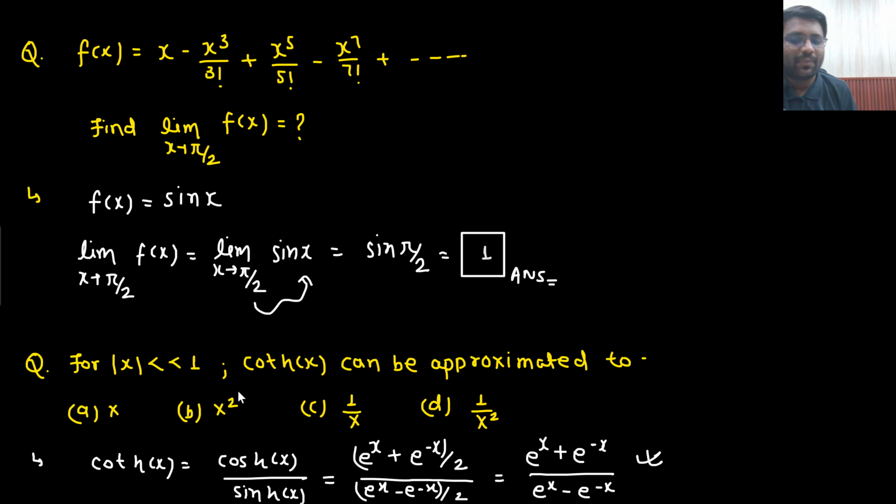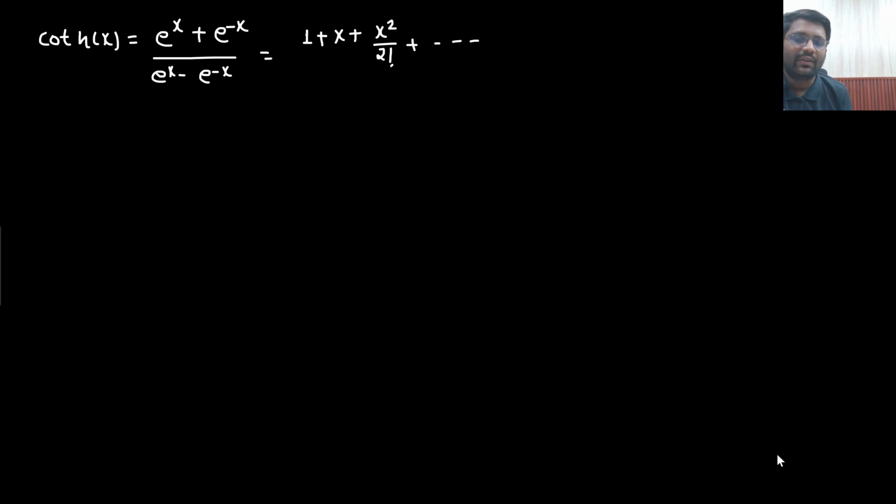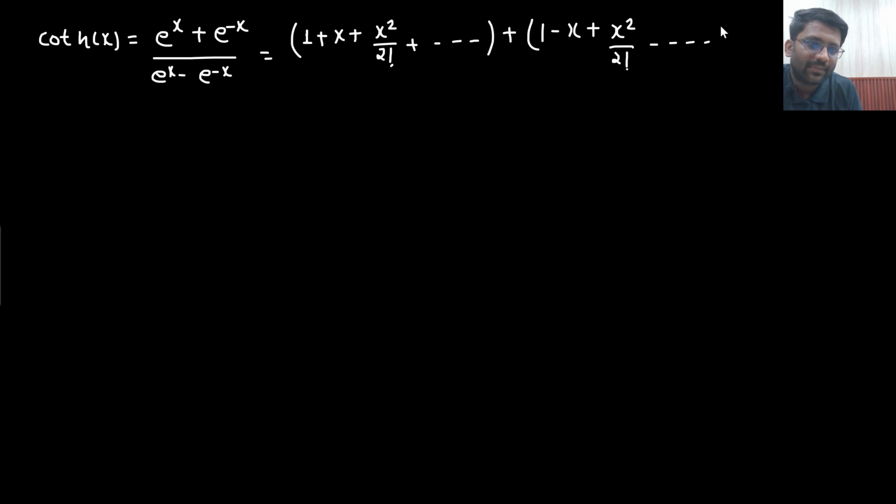Now do I know the expansion? Yes sir. I know the expansion of e to the power x. So sir, it is nothing but 1 plus x plus x square by 2 factorial and so on. It will keep on going, but I will not expand after x square. Why is that so? Because sir, I can see the options. Maximum power is there till x square only. So I will expand it till x square. Maximum I will expand till x square. Then plus 1 minus x plus x square by 2 factorial. Then whatever comes, I don't care.